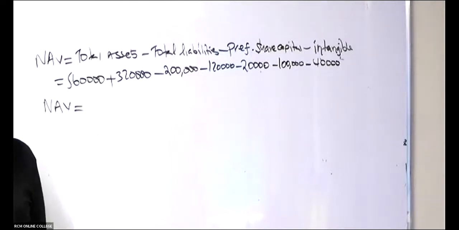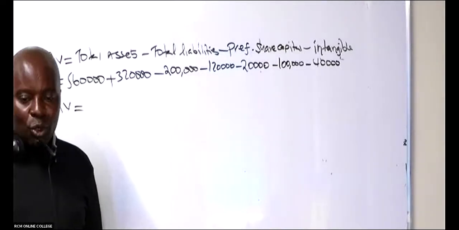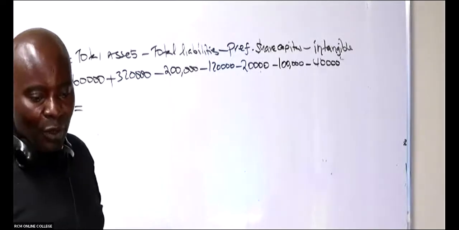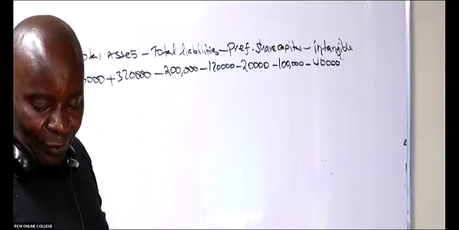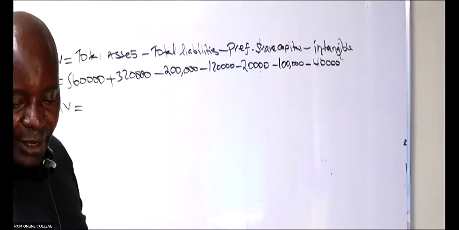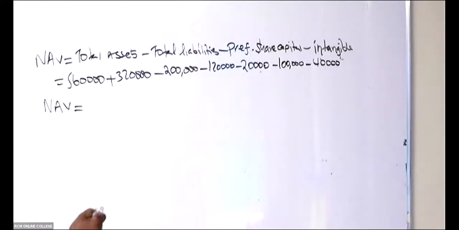The other students are not talking to me. Please talk to me. Are you able to get that 400,000 Olivia is getting? I'm waiting to hear from the other students. Please. 400,000. Thank you so much.